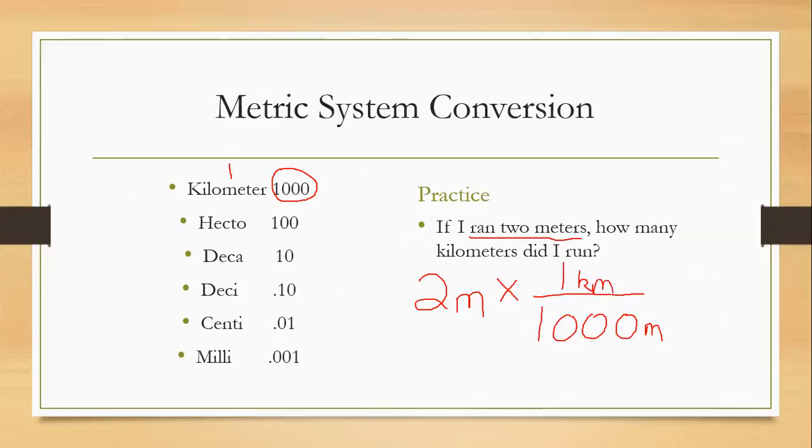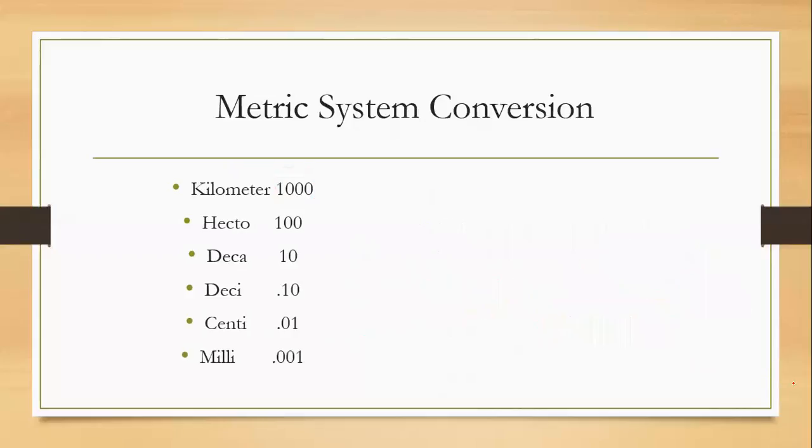And looking at this problem, we can actually cross off the meters. They will cancel out, and we are left with kilometers. So we get 2 over 1,000. And we know through division that this is 0.002 kilometers. So let's do another one. I think it'll make more sense if we do another one.